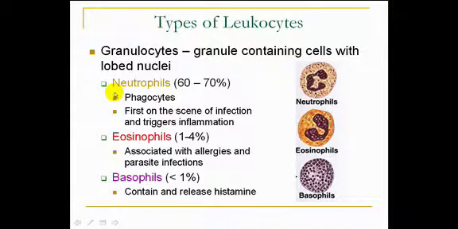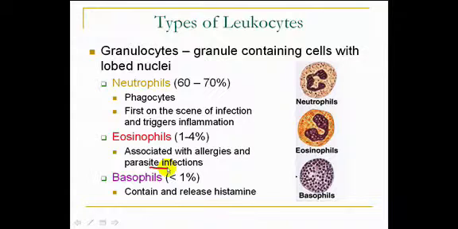Now eosinophils, you have a lot fewer of those. 1 to 4% are eosinophils. And eosinophils are pinker in color. They have red granules in the cytoplasm. Their granules specialize in destroying parasites. They're also associated with allergies. So people that have allergies, you'll see that they have a higher percent of circulating eosinophils.